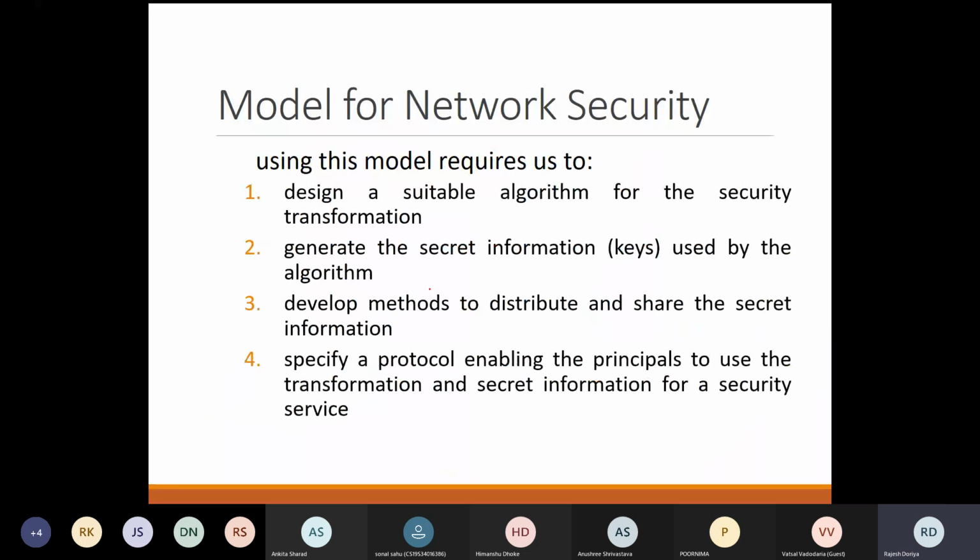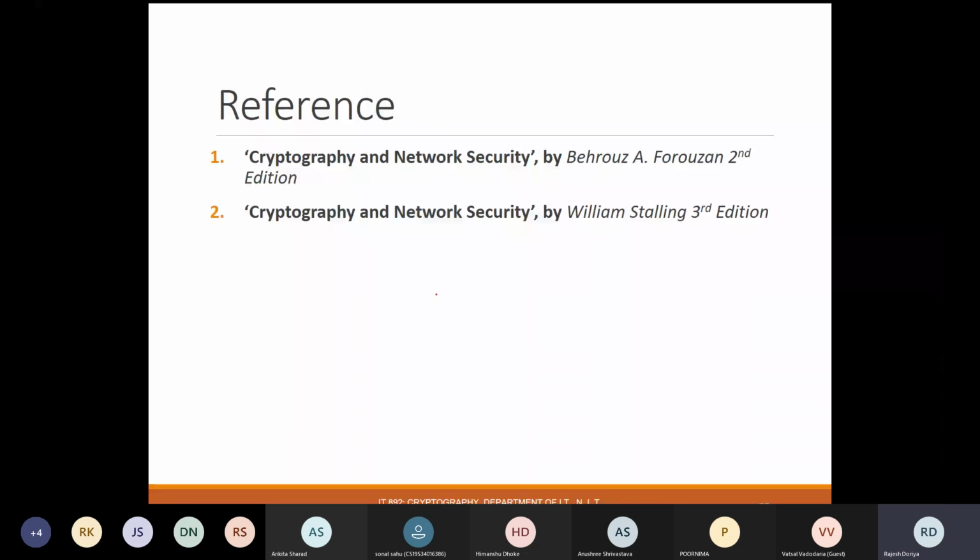So this we already discussed, and these are the books which you can refer for this particular unit of security. Forouzan can be used, and William Stallings can also be used. Fine. In the next class, I'll be discussing DES and AES.